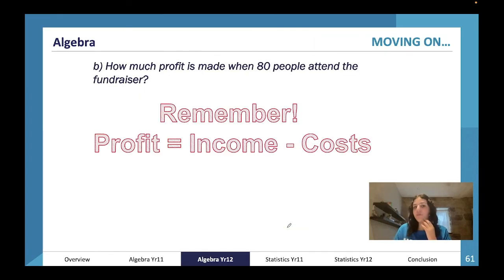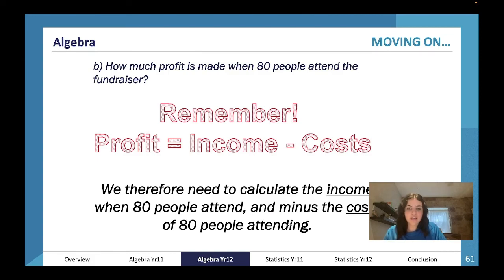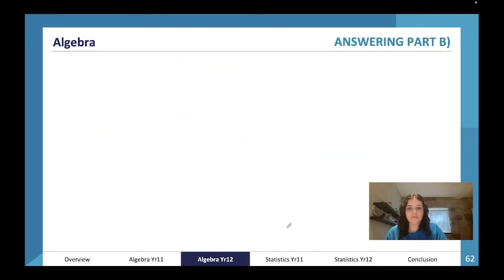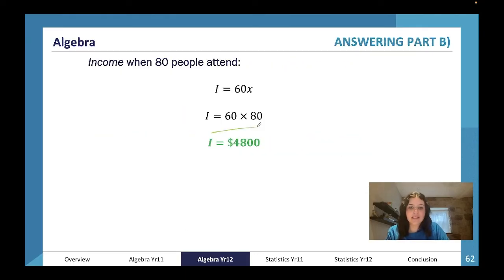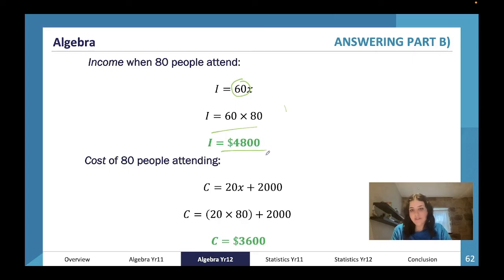So B, how much profit is made when 80 people attend the fundraiser? It's important to remember, profit will equal income minus the costs. We therefore need to calculate the income when 80 people attend and minus the costs of 80 people attending. So income when 80 people attend is $60 per person who attends times 80 people, $4,800. The cost of 80 people attending is going to be 20x plus 2,000. Remember, that's our upfront cost, and that's how much it costs per person. Substitute in 80 and it is going to be a cost of $3,600 to run the fundraiser when 80 people attend.